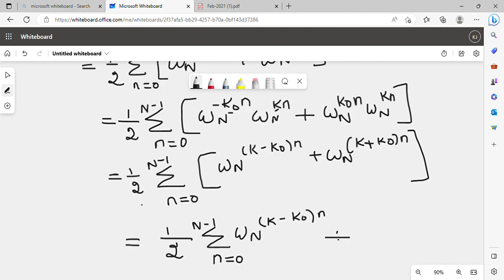Plus omega n into, that is plus, here 1 by 2 into, multiplied for that also, right? So it is equal to 1 by 2 into the summation of n equals 0 to n minus 1, omega n into k plus k naught by n. So this is what you are going to get.